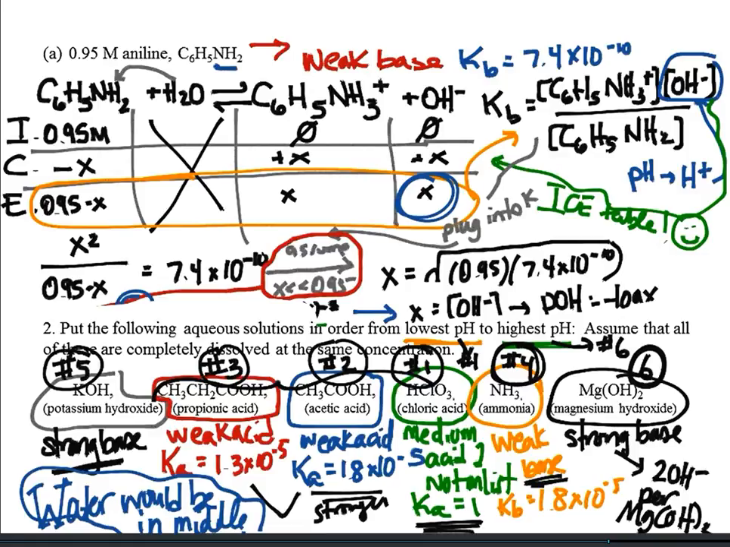Now water, if we had it on our list here, would be in the middle. It would be right in the middle of this. It would be between ammonia, which is the weakest base, and propionic acid, which is the weakest acid.